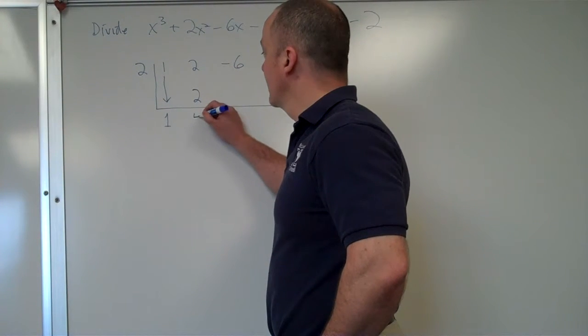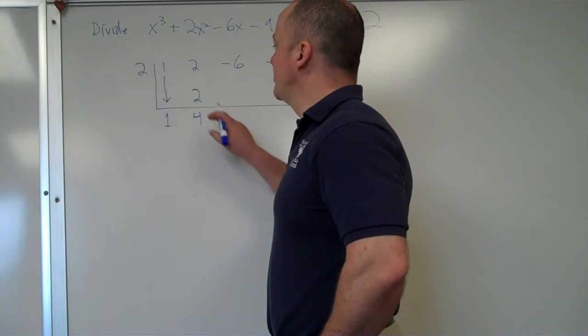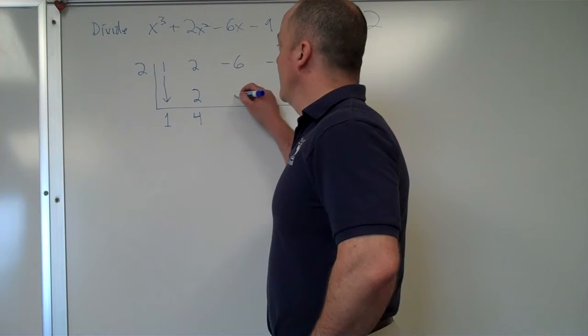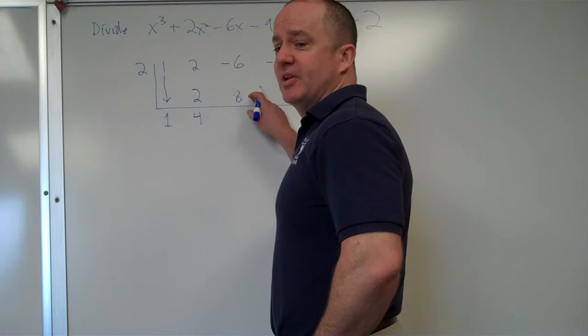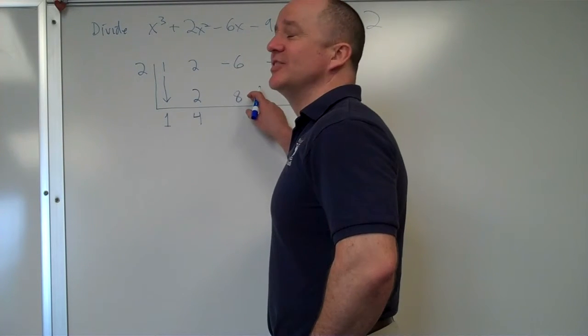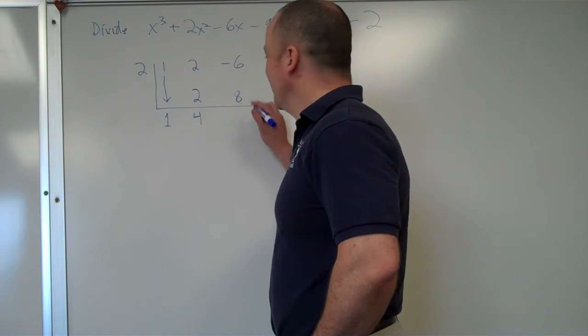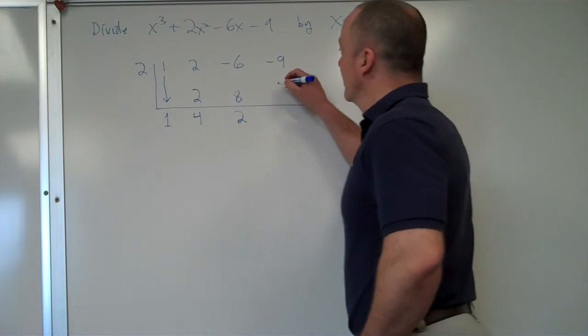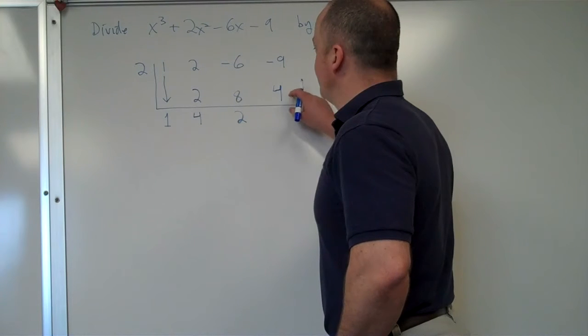4. Okay? So you multiply the 2 times the 4, and what do you get? 8. Write that here. What is -6 plus 8? 2. Okay, now add these. What's 2 times 2? 4. What's -9 plus 4?